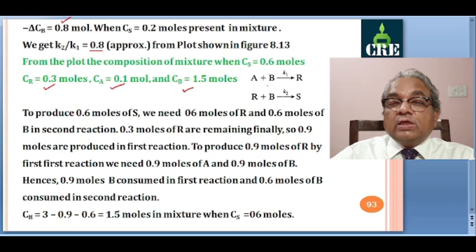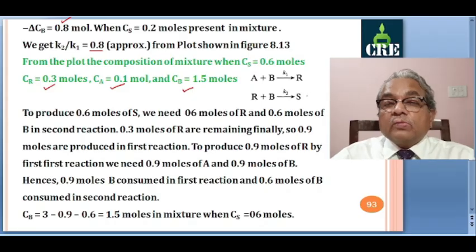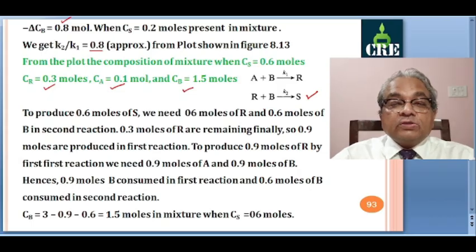Now this is the reaction. A plus B gives R and R plus B gives S. To produce 0.6 moles of S, note that S is produced in the second reaction only. So for this we need at least 0.6 moles of R and 0.6 moles of B in the second reaction. 0.3 moles are remaining finally, as we have seen.